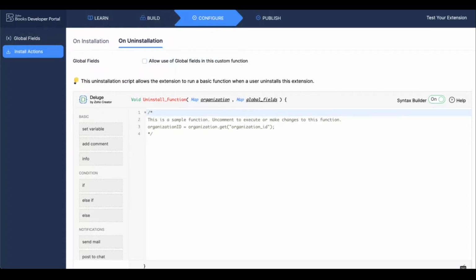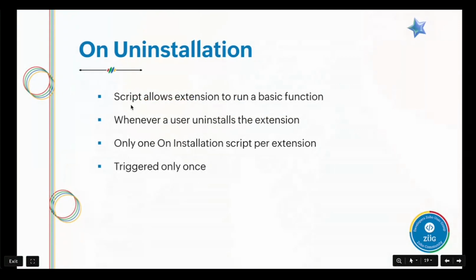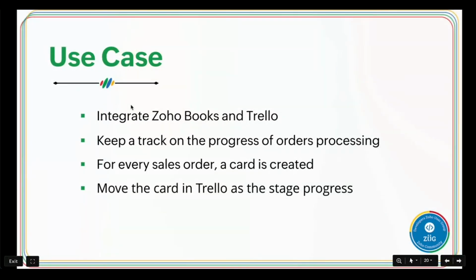Now, let's get back to our presentation, and we'll see a use case wherein global fields would be required. Okay. So here is our use case for today. We are going to create an integration between Zoho Books and Trello, which is a project management software. Our requirement here is that whenever we create a sales order in Zoho Books, that sales order has to be passed on to Trello, wherein we can track each and every stage of processing that particular order.